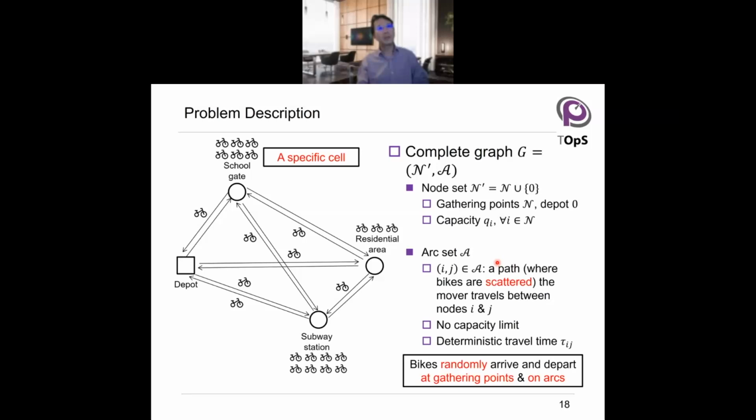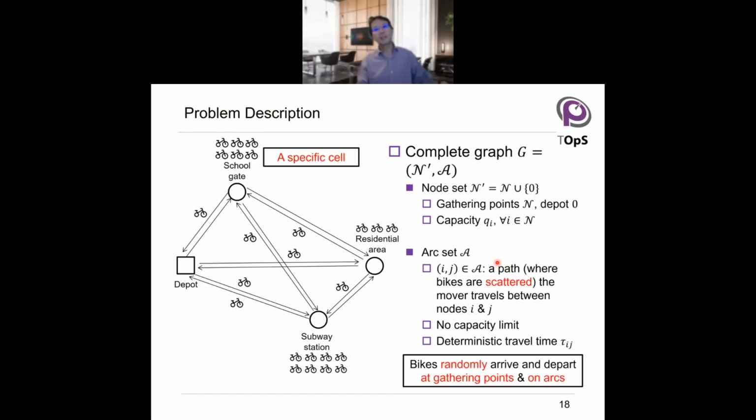So we look at a single cell and we represent the cell as a network with nodes and arcs. The node set N represents the set of gathering points and 0 represents a depot. Actually in this setting, you can consider the depot as an abstract setting. Sometimes it may be the starting point of the mover, or it may be just where the mover enters this area. So we use the depot only as a modeling device for this vehicle routing type of model. It's just a location. And at the gathering points, we also have a capacity for how many bikes can be gathered there.